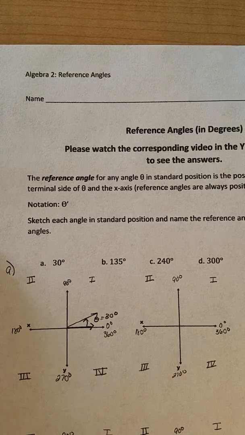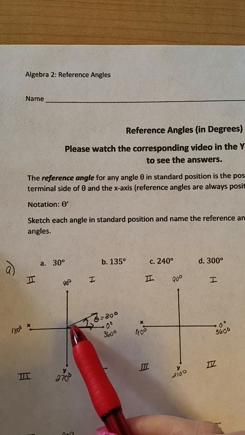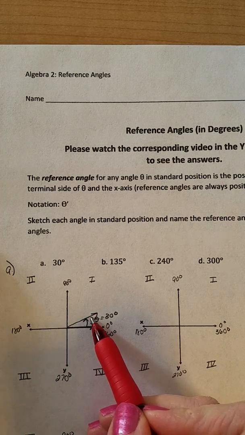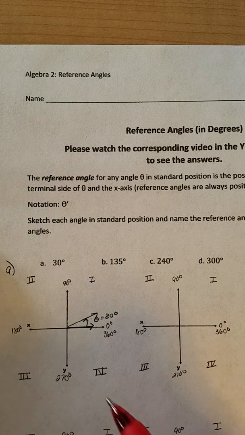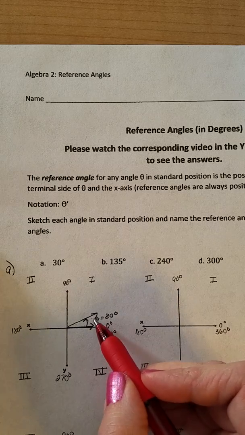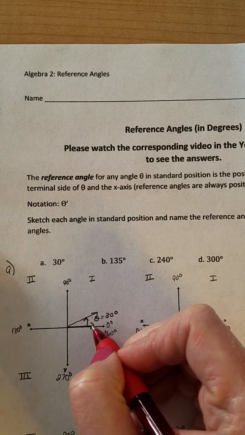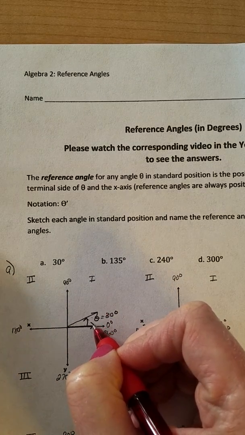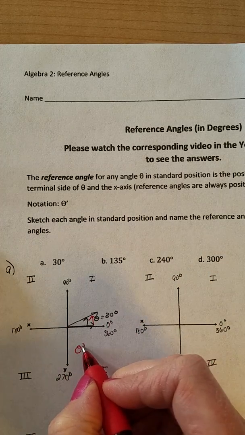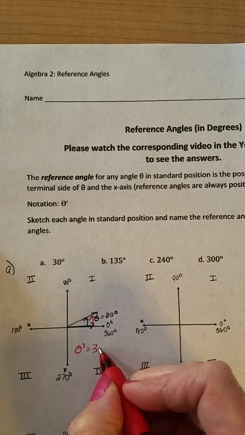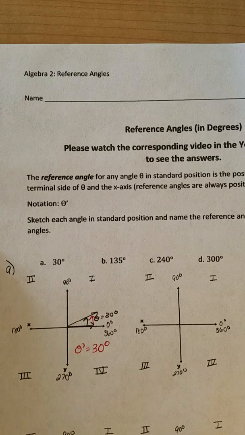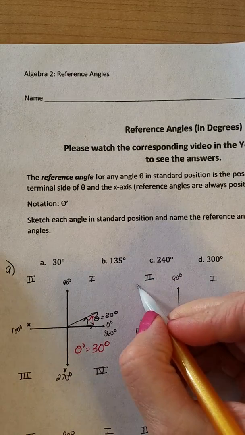Your reference angle is the positive acute angle between the terminal side of theta, here's the terminal side of theta, and the x-axis. Reference angles are always positive and they're going to be between 0 and 90 degrees. So in this instance, when we're in quadrant 1, from the x-axis to my terminal side is the same. So that means my reference angle, if you're in quadrant 1, is the actual angle, 30 degrees. Let's look at B.